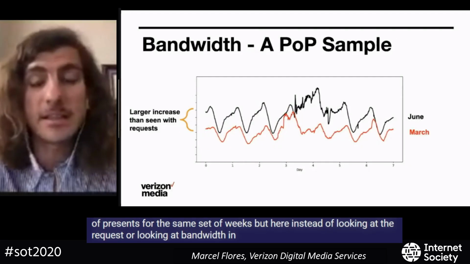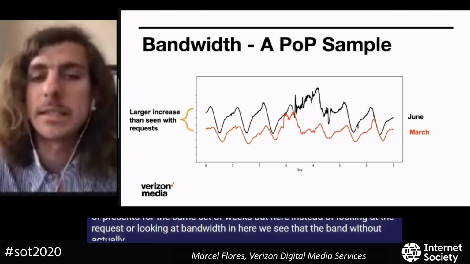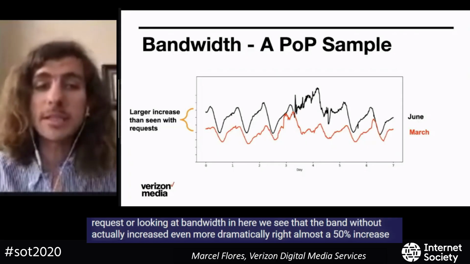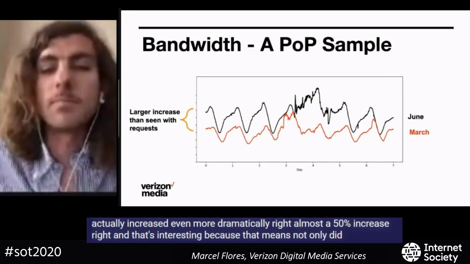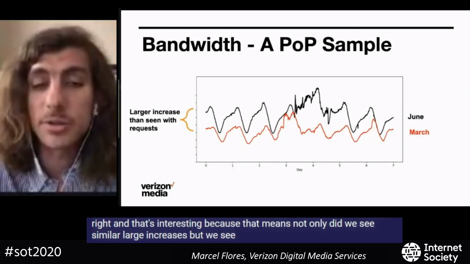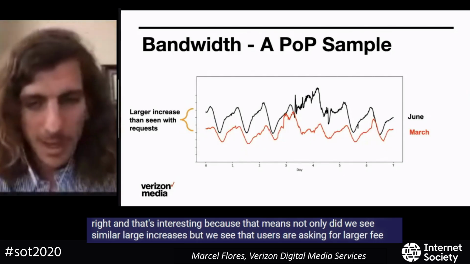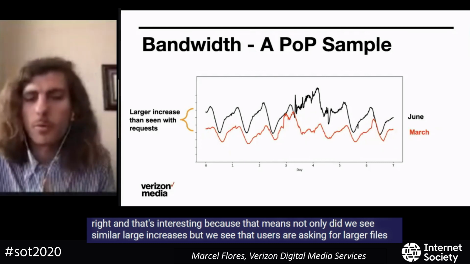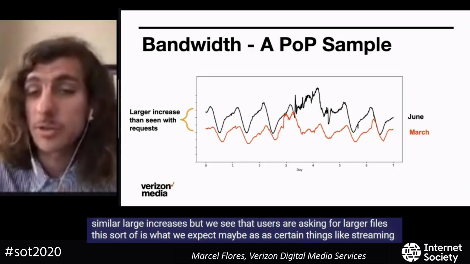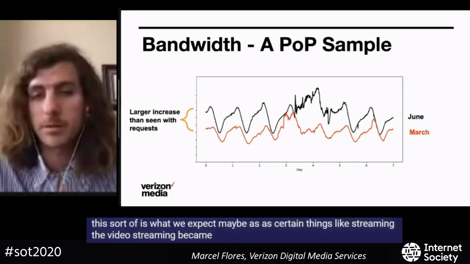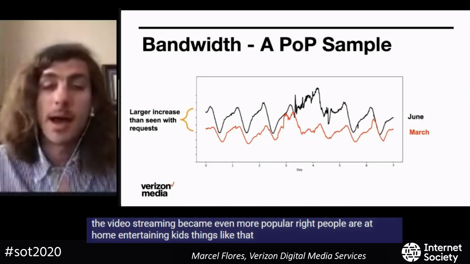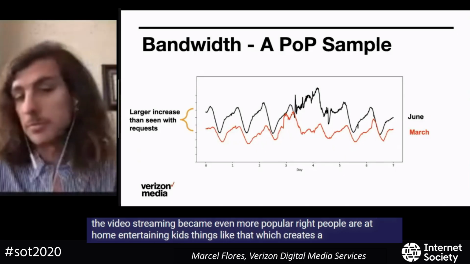And here we see that the bandwidth out actually increased even more dramatically, right? Almost a 50% increase, right? And that's interesting because that means not only did we see similar, large increases, but we see that users are asking for larger files. This is what we might expect as things like video streaming became even more popular, right? People are at home entertaining kids, things like that, which creates a certain traffic pattern.